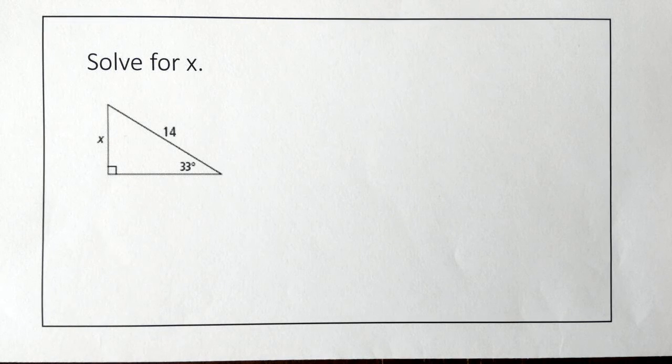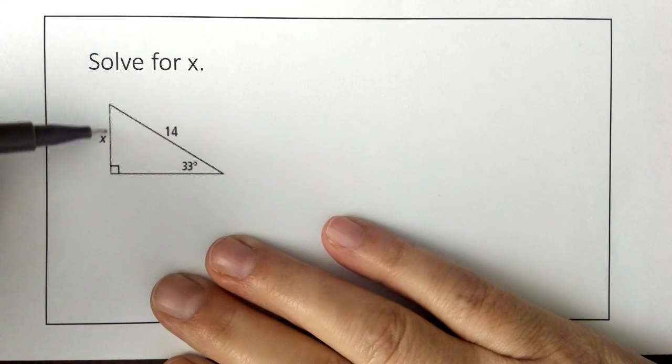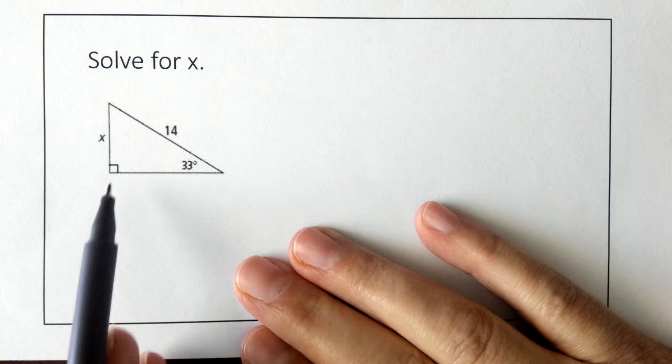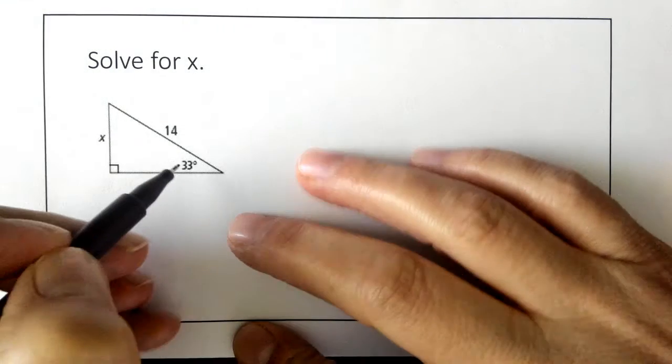Okay, so we would attack a problem like this one using trig ratios or trig formulas. We want to solve for a missing side of the triangle. X is the length of this side over here on the left. I know the hypotenuse length. I do not know the length of this bottom side.